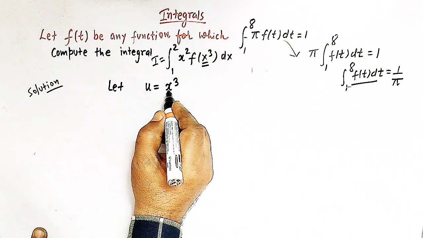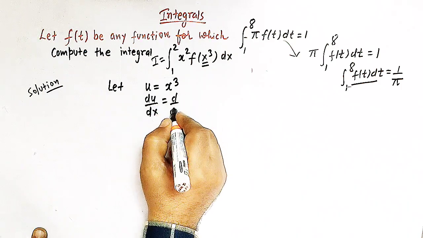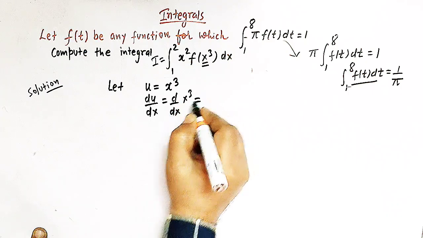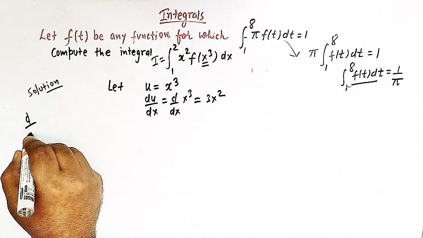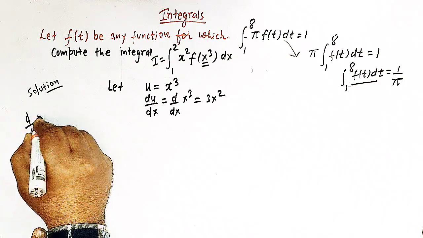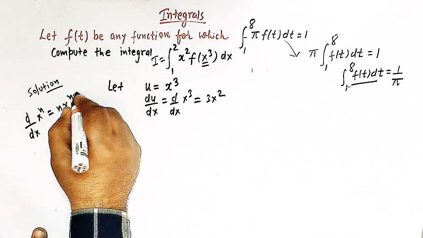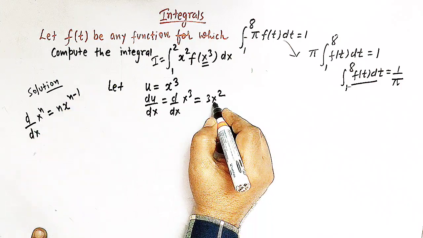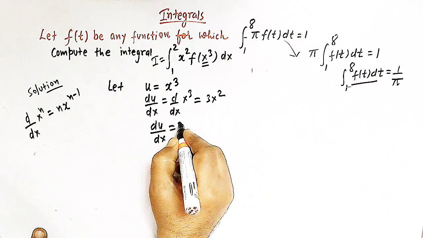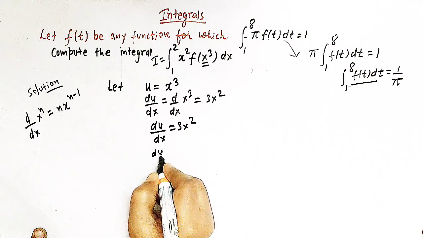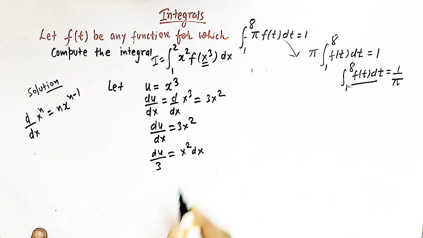So when u is equal to x cube, then du over dx is d by dx of x cube. So the derivative of x cube is 3x square, using this formula, that is the derivative of x raised to n is n x raised to n minus 1, right? So here we have now du over dx is equal to 3x square. So we can now write du over 3 is equal to x square dx.